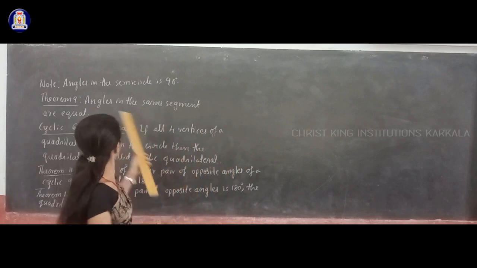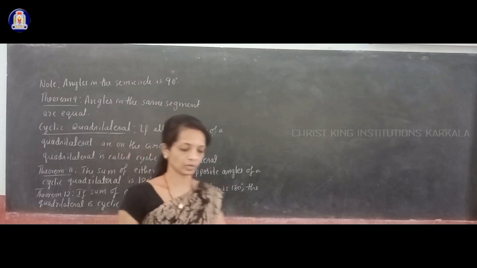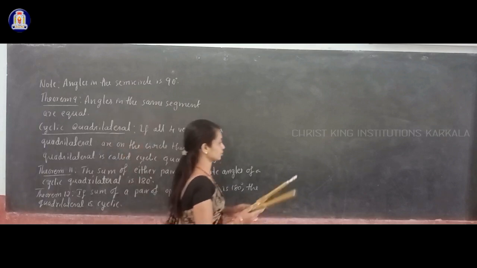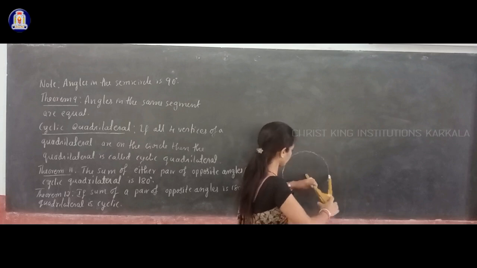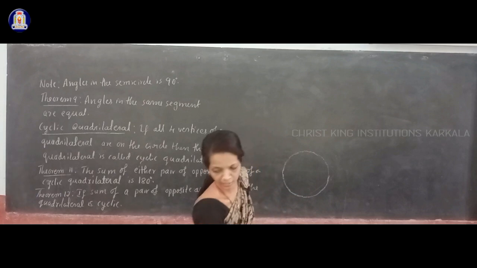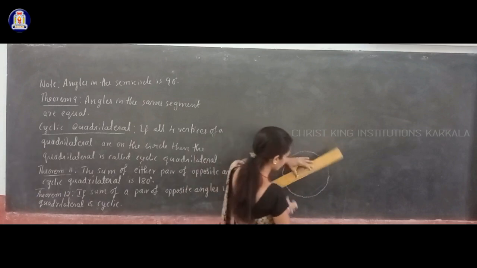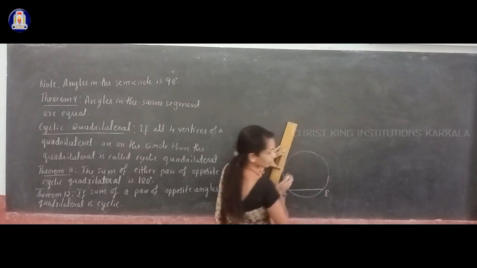And next you have a theorem: angles in the same segment are equal. When you have a segment, draw a circle and draw one chord in that circle. I will take that chord as AB. Then on both sides of AB you have segments.